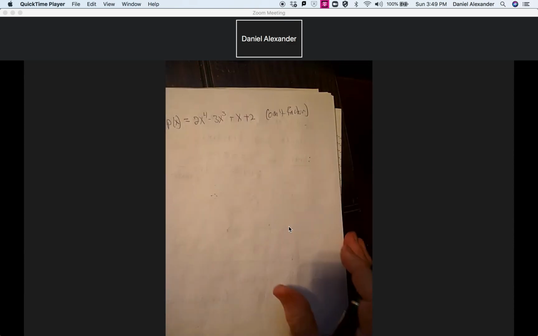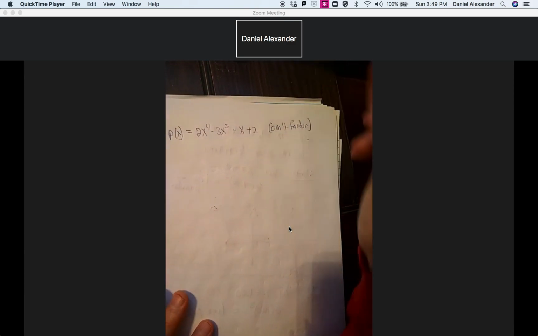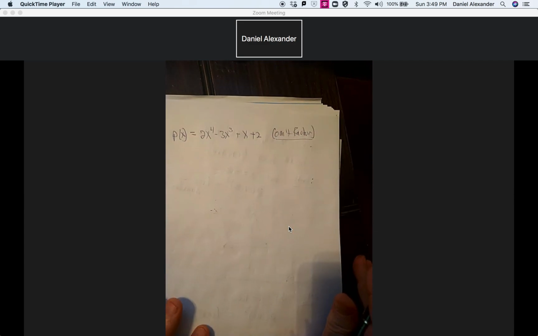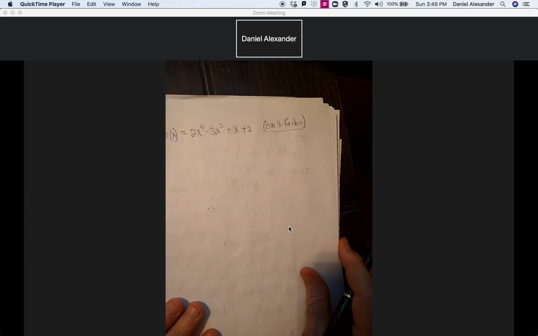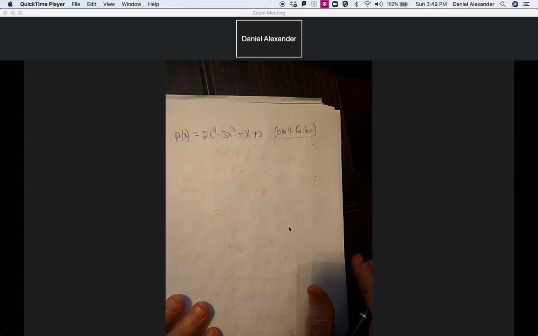So the last example is here, and notice I say don't factor. You can't factor, or at least I can't. So I want to see what we can get out of this. Again, try it on your own. I'm going to pause for a couple seconds and then just come back.